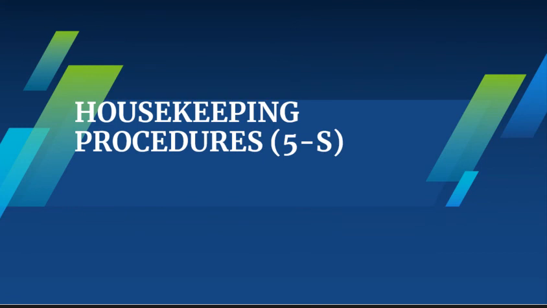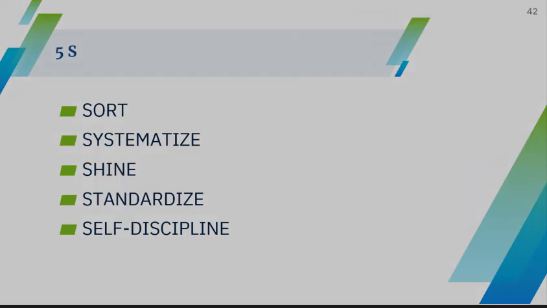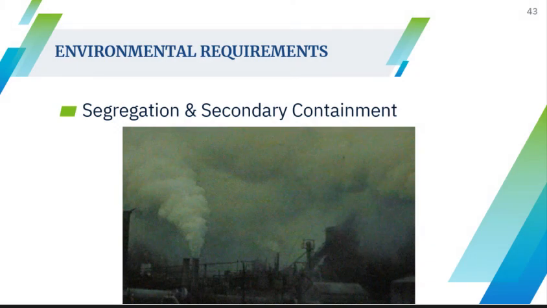For housekeeping, it's very important for us to know the 5S. The 5S means sort, systematize, shine, standardize, and self-discipline. This one originated from Japan, and it's very important for us to practice.